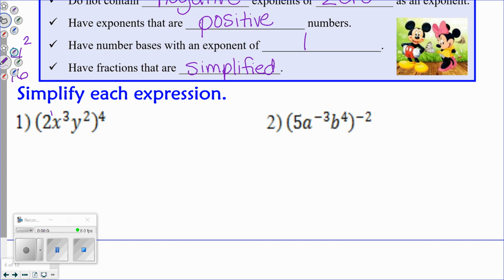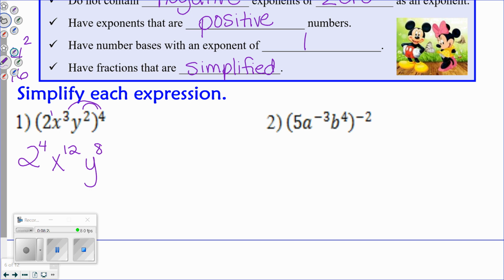That is where most students will lose this problem. They either just ignore the 2 altogether and bring him down and don't do anything to him, or they multiply 2 times 4 and tell me it's 8. Don't do that. Right? Exponents only go to exponents. So that's going to become 2 to the 4th. We're going to have x to the 12th and y to the 8th.